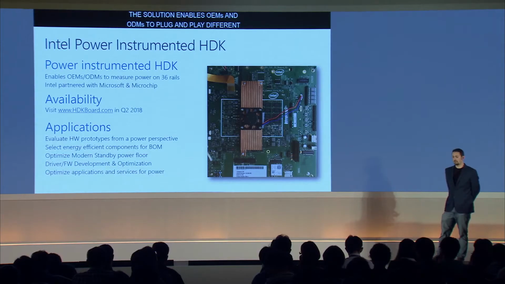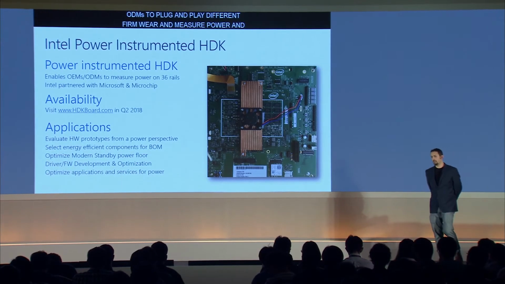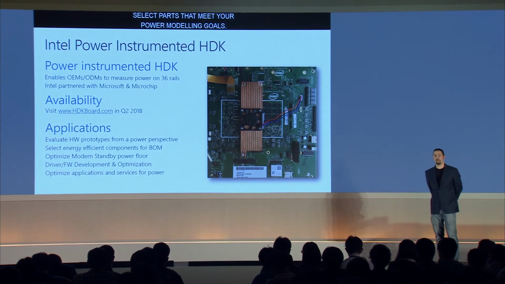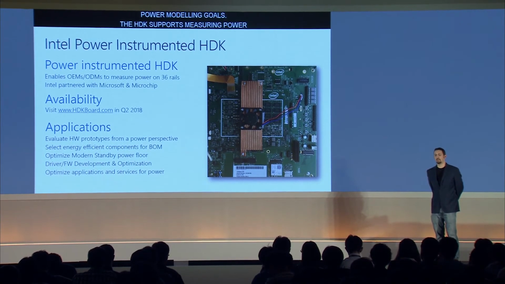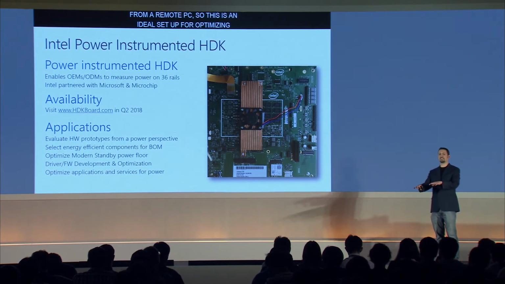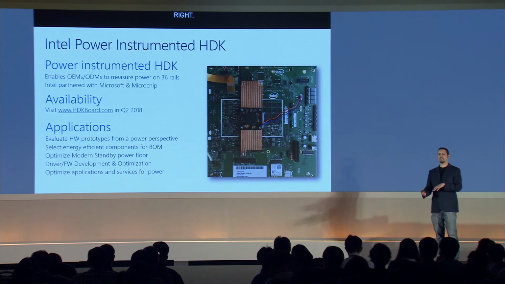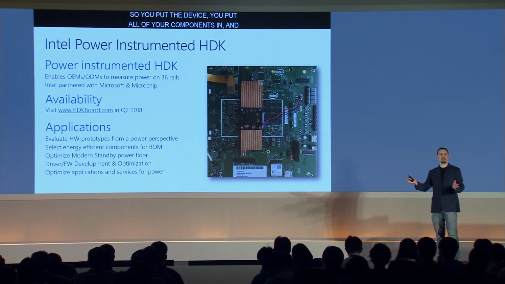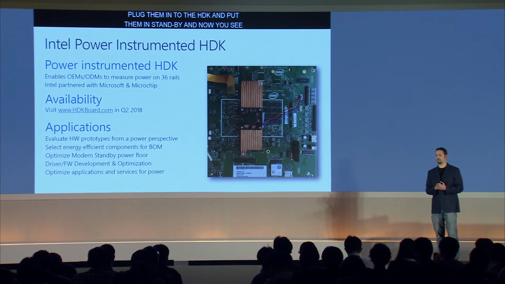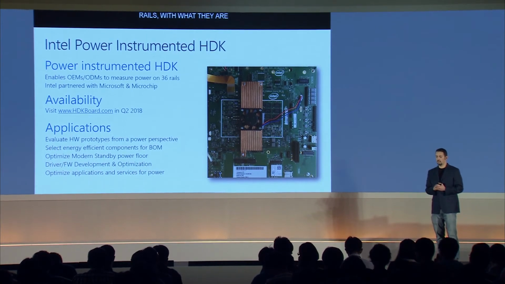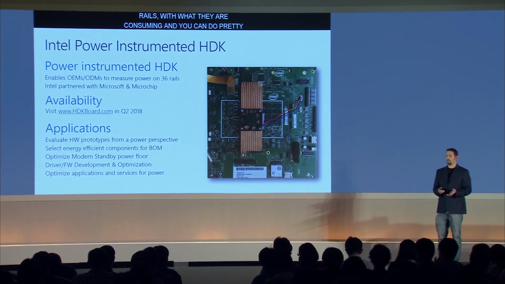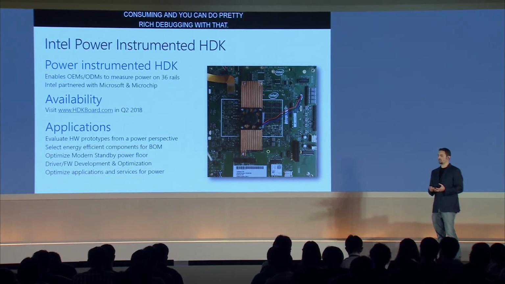The HDK supports measuring power from a remote PC, so this is an ideal setup for optimizing modern standby devices. You put all your components into this HDK, put the machine in standby, and now you see from a remote machine all 36 rails and what they're consuming, and you can do some pretty rich debugging with that. I'm going to switch over to a short HDK demo video that walks through the HDK's capabilities.